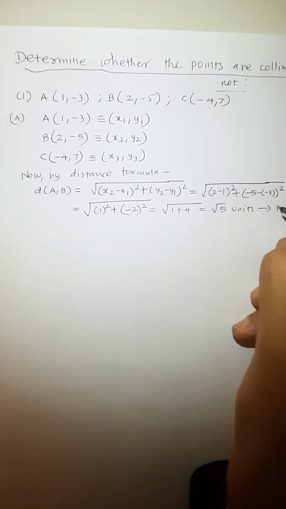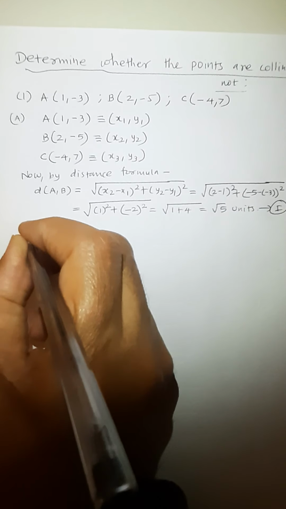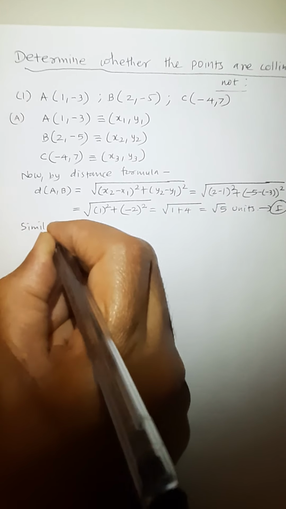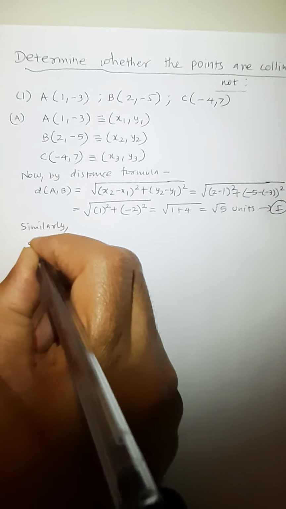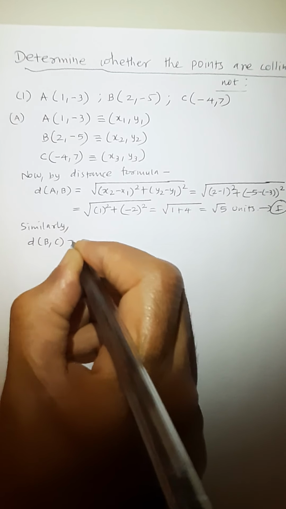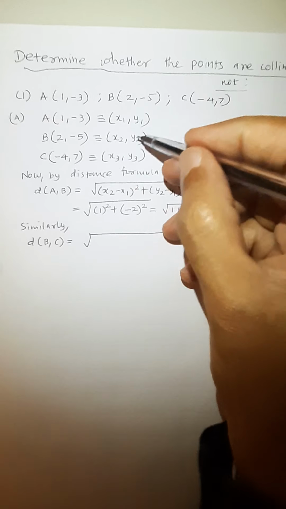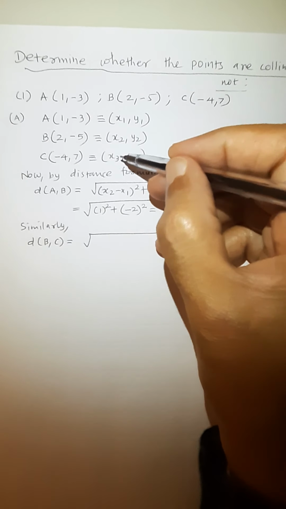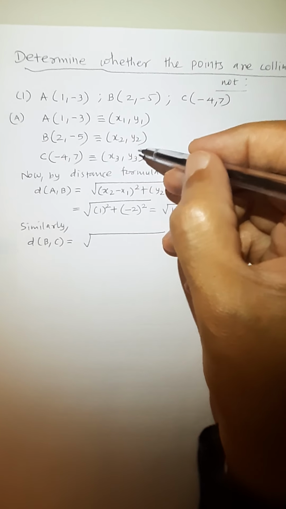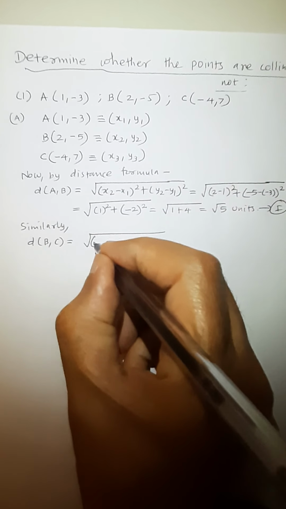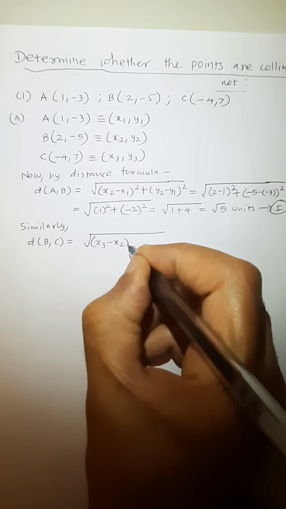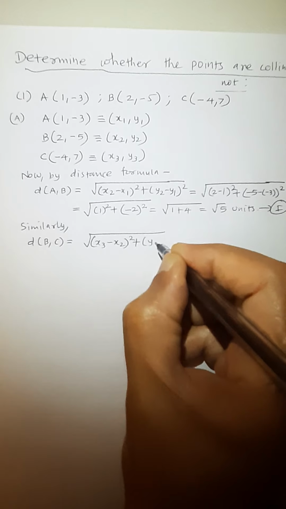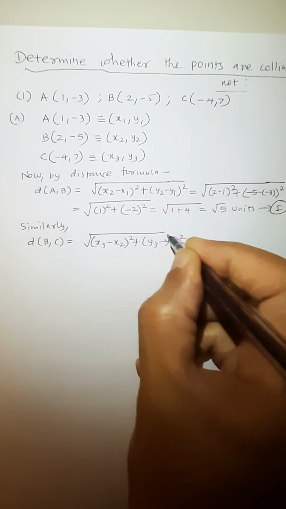Similarly, we will now find distance BC. 3 distances we have to find. Now we consider these 2 points B and C. So we write x3 minus x2 the whole square plus y3 minus y2 the whole square.